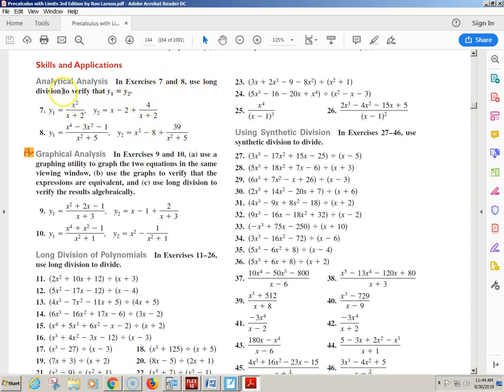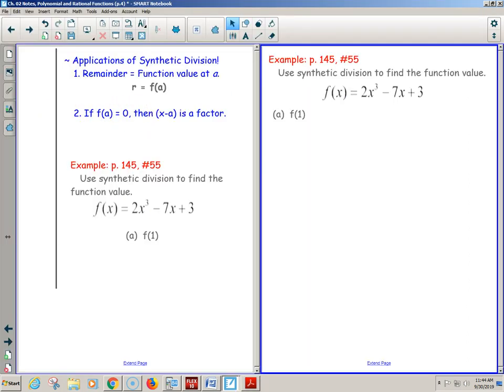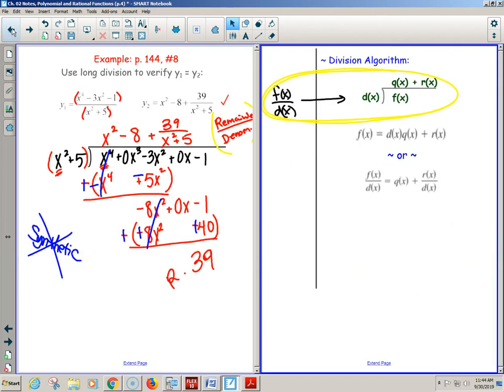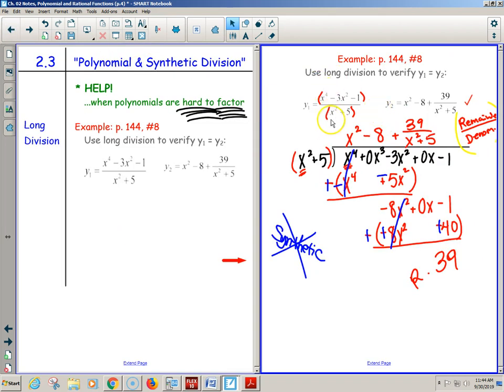Ready? Use long division to verify. It's weird, but what they're saying is verify. They're saying this makes that, the same way in notes we talked about how at the very beginning of this section, this made that. Use long division to verify. So all you need to do is take that numerator and plop it in, put zeros for any missing terms, and then do your division.